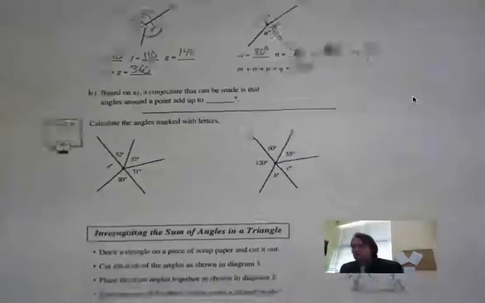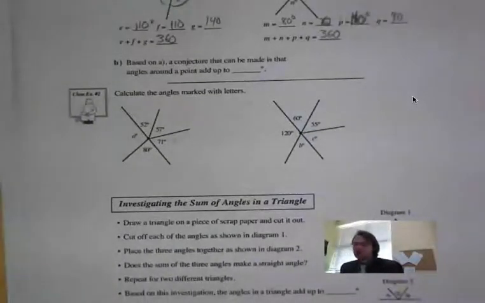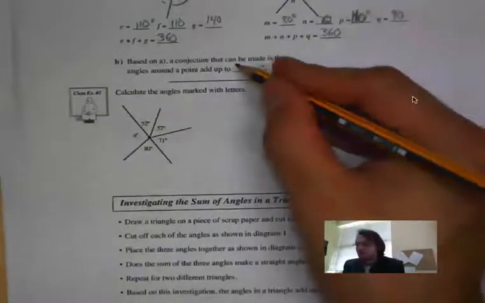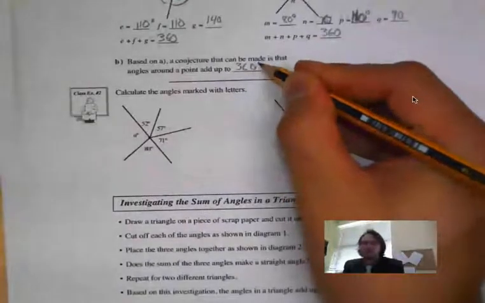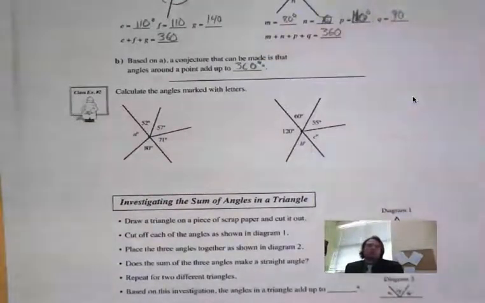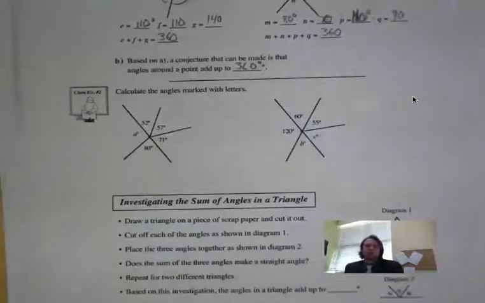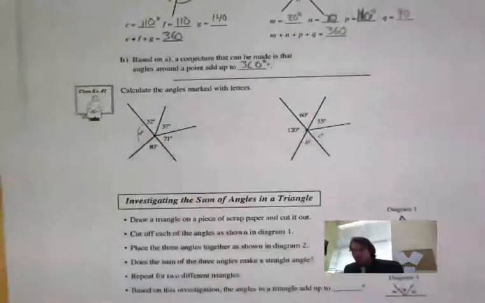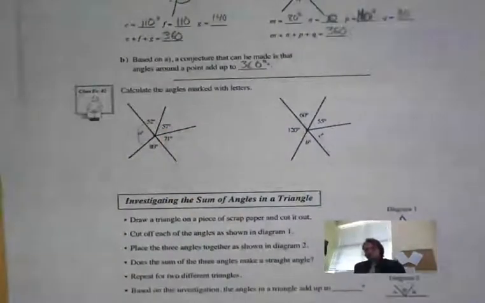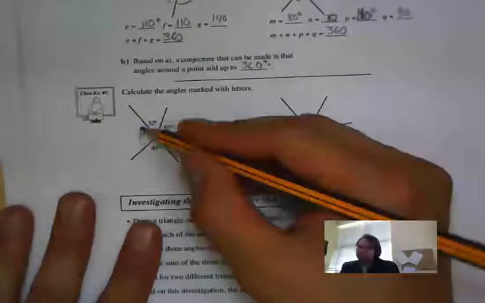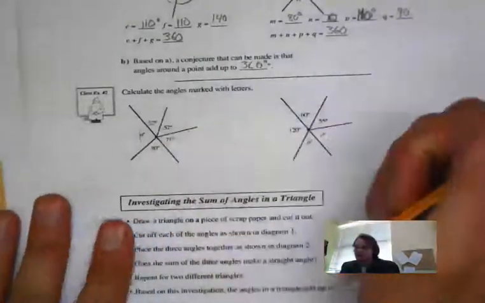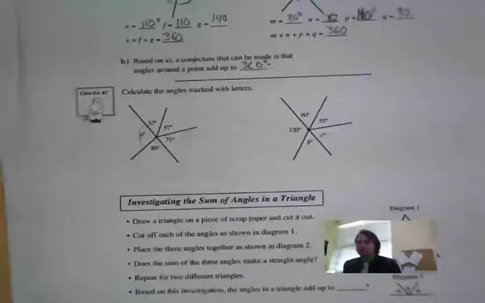So now let's try B. Based on this conjecture, all angles add up to 360 degrees. Now calculate the angles with marked letters. So here we have to find angle A. All of these should add up to what? They should all add up to 360.